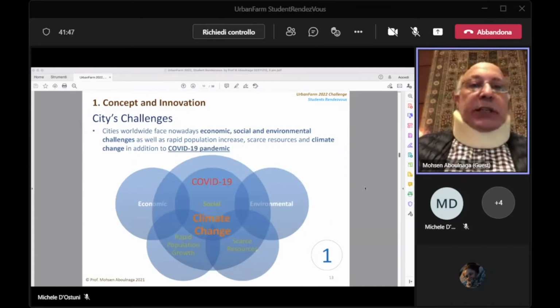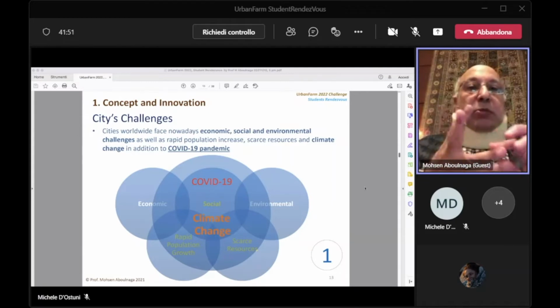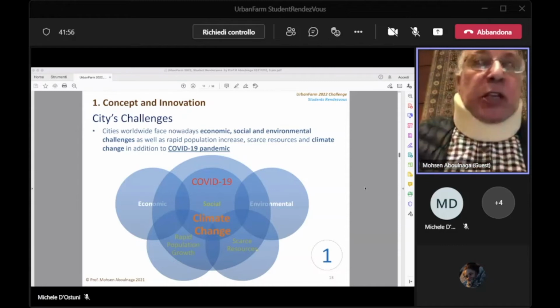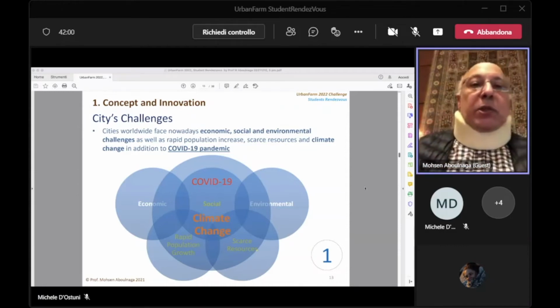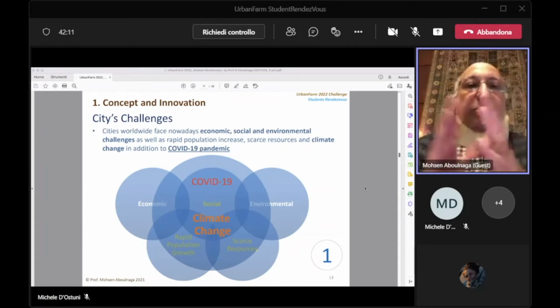Next. So in addition to that, you have climate change, all the challenges, plus the two major red ones, climate change and COVID-19. You need to address COVID-19 in your design as well. How you allow visitors and users of the building to look at that in your design for touches, social distances, spacing, flexible design, partitions, and so forth.